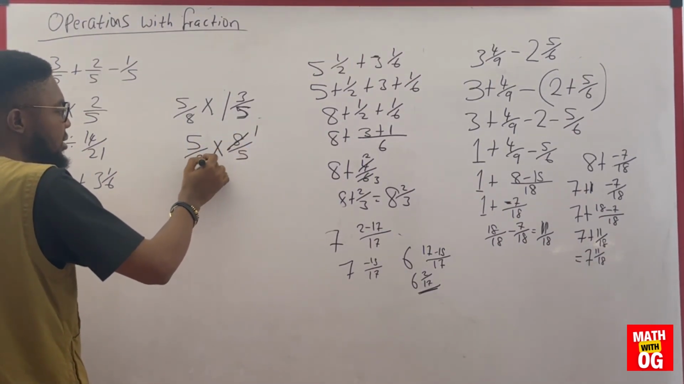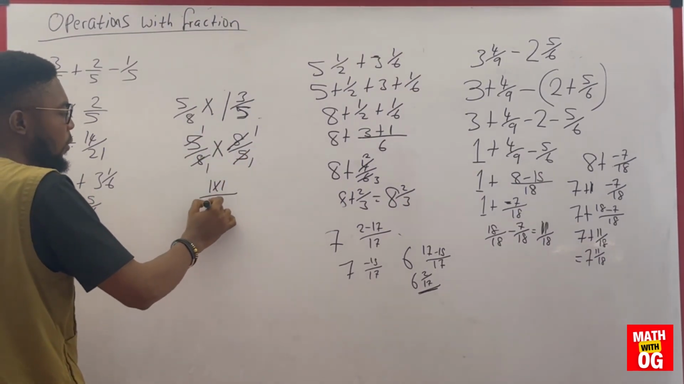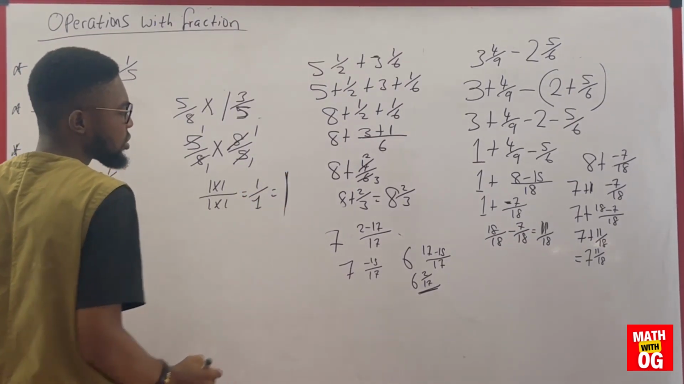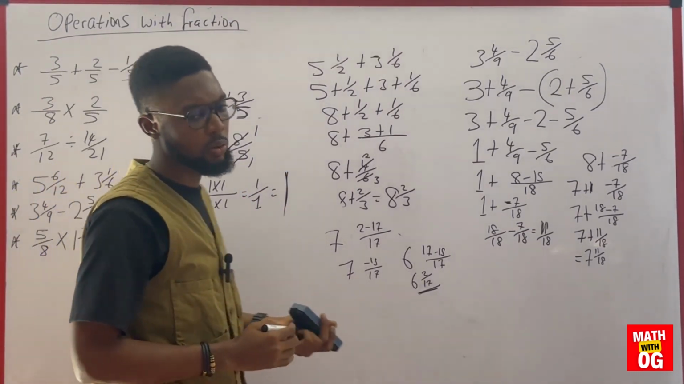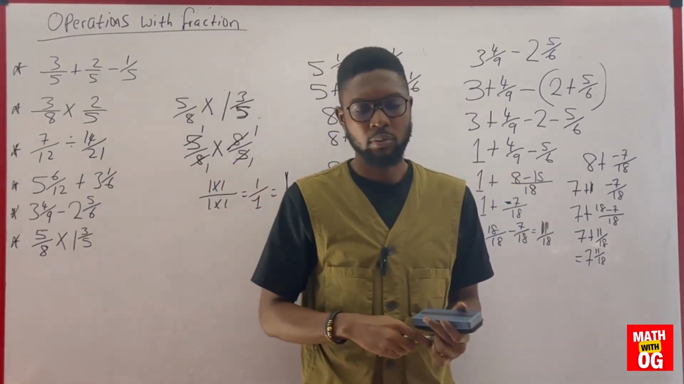8 here 1, 8 here 1, 5 here 1, 5 here 1. So this is simply 1 times 1 over 1 times 1, which will give us 1 over 1. So the answer is simply what? 1. So that's the answer to the question. That's that for operations with fraction.